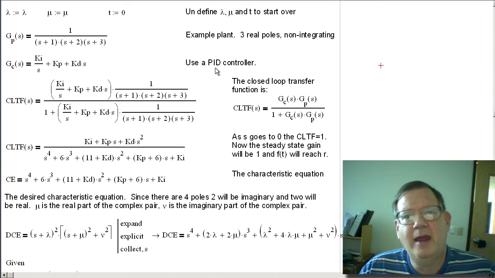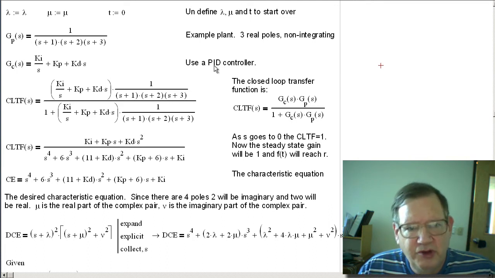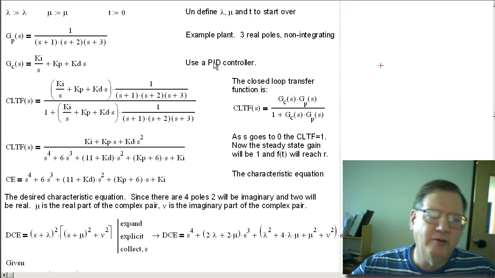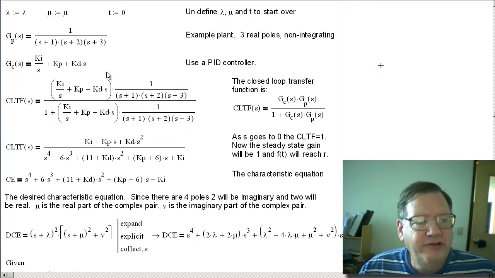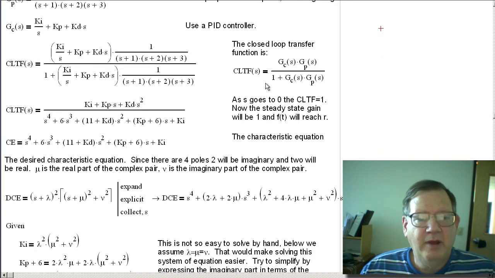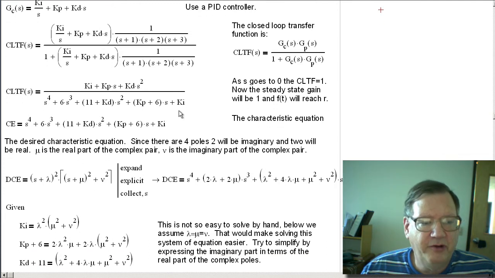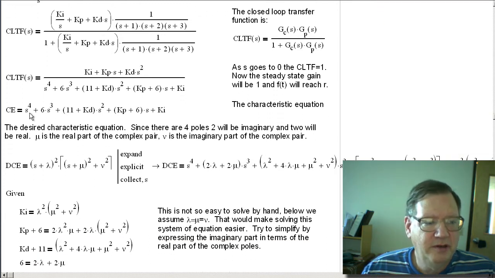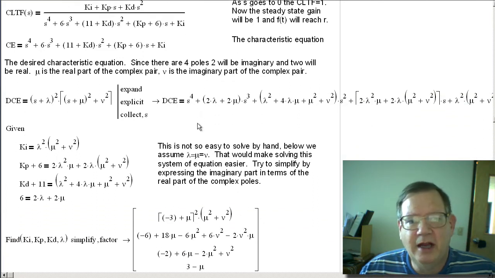And because of that, we need to have an integrator. And the integrator will make it so that the process variable will reach the set point, or the target will reach the actual, however you wish to express that. So this is the PID. And again, we have the closed loop transfer function. I'm going to simplify it so I have a characteristic equation. And now I need to have a desired characteristic equation.